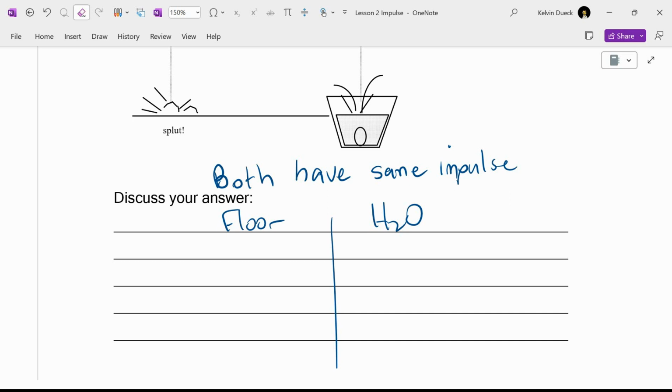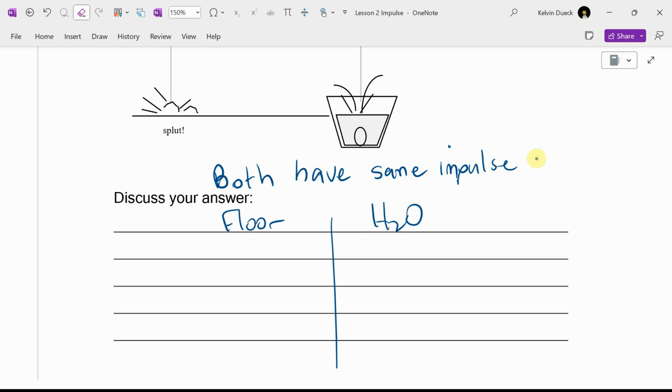What does the water do to make the egg survive in terms of impulse? What's the difference between landing on cement and landing in water? Which variable changes dramatically? Time. One way to think about this, impulse is force times time.